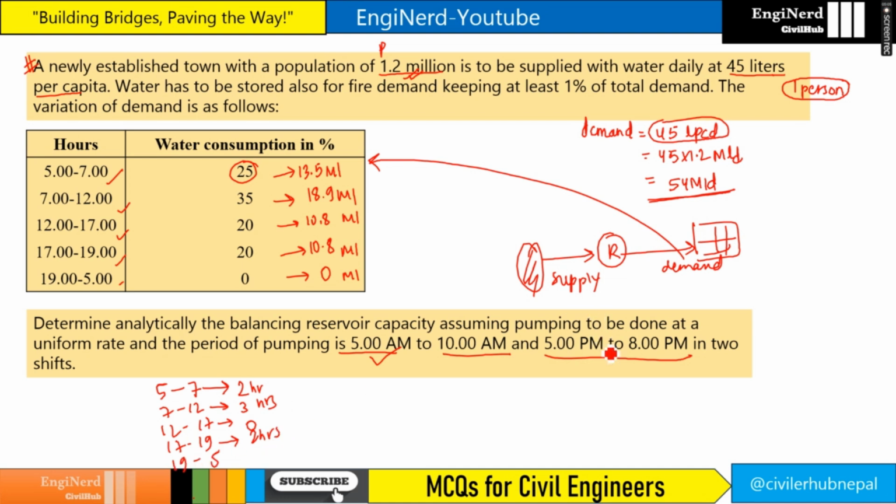5 to 7, and here it is written as 5 to 8, so we only go to 20, only to 8 p.m. So 19 and 20. So 20 is only 1 hour, right? So we don't go to 2, 3, 4, 5, because it is only said that the pumping period is 5 to only 8, right? 8 is 20. So let's move to the next slide.